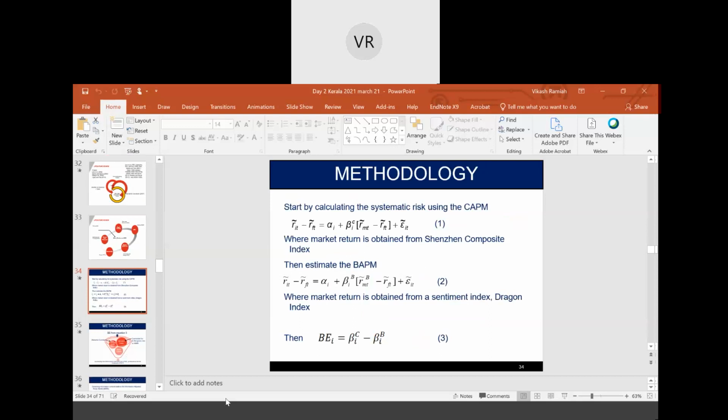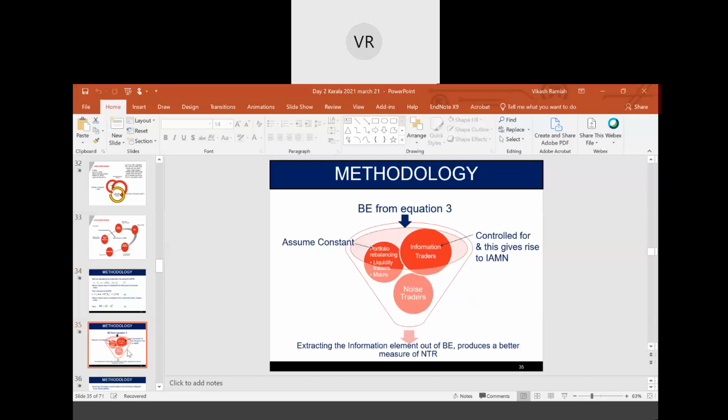If you like some equations, I can throw some at you. Equation 1 is just your basic CAPM. Note, I've denoted with a superscript of C the beta for CAPM and beta for BAPM. In the BAPM, you can see RM for equation 2 is coming from my sentiment index. So then I can expect a difference between these two. That gives me what I call the behavioral error. Now, why would the behavioral error move? It could be because of information arriving, portfolio rebalancing, liquidity traders, macroeconomic factors, and of course, noise traders. So if I take the behavioral error and control for all these factors, what will be left will be noise trader risk.